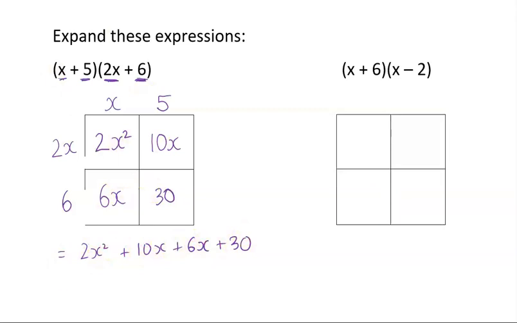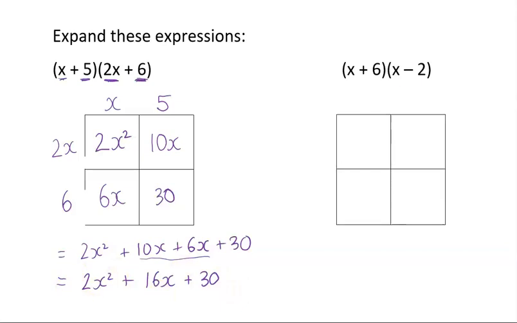Now there's one last step. We need to look for our like terms. Now these are the terms with exactly the same variables or letters in them. We can add them together. So we can see in the middle here we have a 10x and a 6x. They're both x terms, so we can add them together. We can't add them with the x squared because this term has been squared. It's not a like term. The letters are not exactly the same. So our 2x squared stays as it is, plus 10x plus 6x. 10 plus 6 is 16, so we have 16x plus 30. So that is our expression, x plus 5, 2x plus 6, expanded out into expanded form.